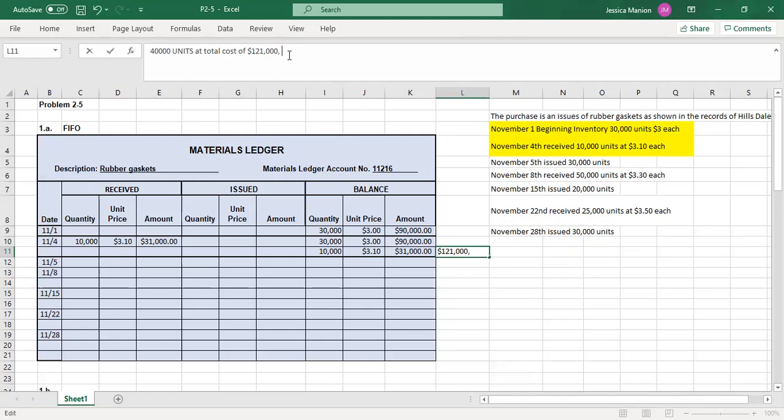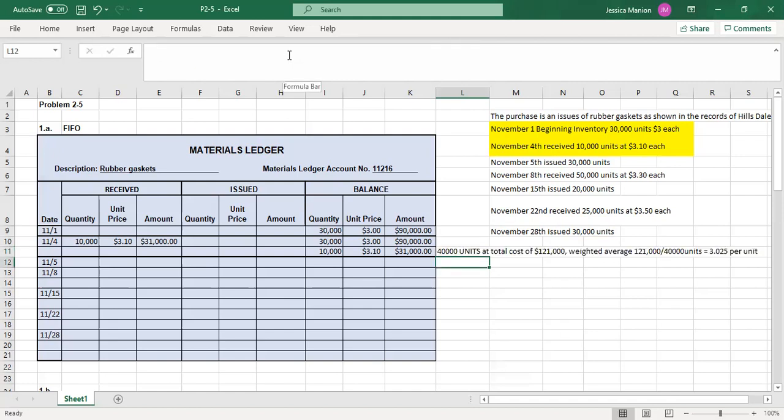So at this point, this would be a weighted average. We would take 121,000 divided by 40,000 units, which would equal, where's my calculator? 121,000 divided by 40,000, 3.025 per unit is what the weighted average would be at this point.